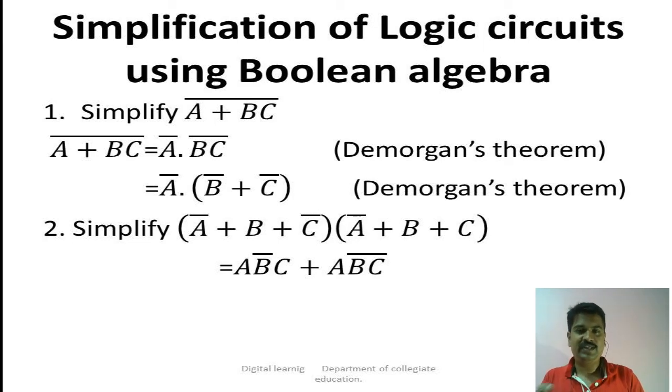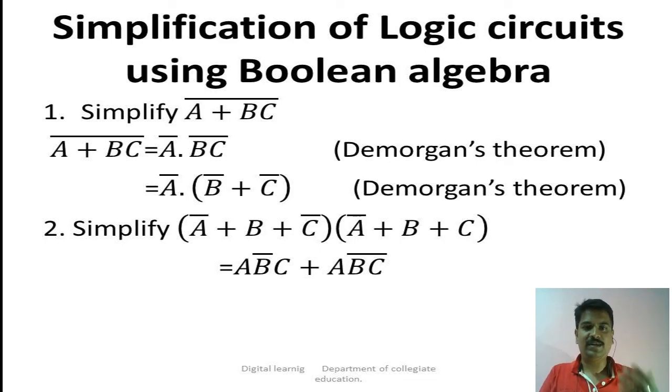One very simple example I have shown here is (A plus BC) whole bar. If you go on simplifying this with De Morgan's first law, the complement of a sum is equal to the product of the complements of the individual variables. So there is a whole bar here. If I remove the whole bar and put the bar individually, you have to change OR to AND. That means you have to change the plus symbol to a dot symbol, logical addition to logical multiplication. So it is A bar dot (BC) whole bar. Again, there is another BC whole bar here.